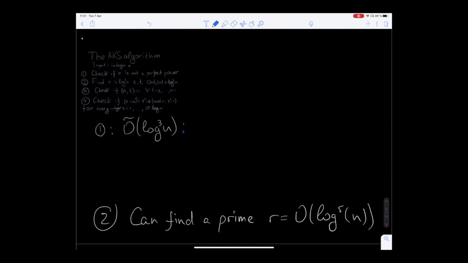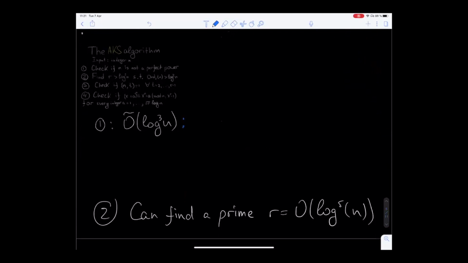Okay, and what about the time constraints? The first step is roughly log cubed n operations, checking that n is not a perfect power. I've already mentioned that it's easy, and there are lots of ways to do it. So checking for every possible power that n is not a to the k for all k from 1 to log n. For each power, you need log squared n steps.